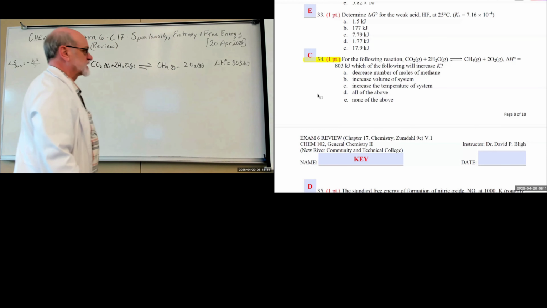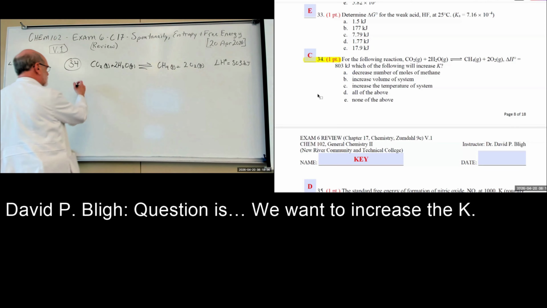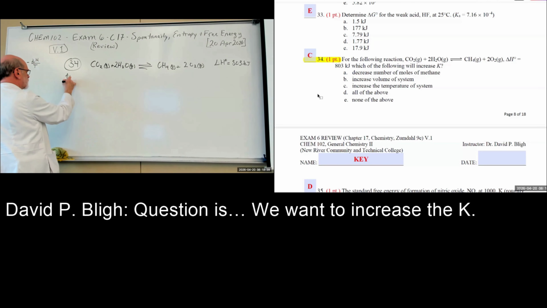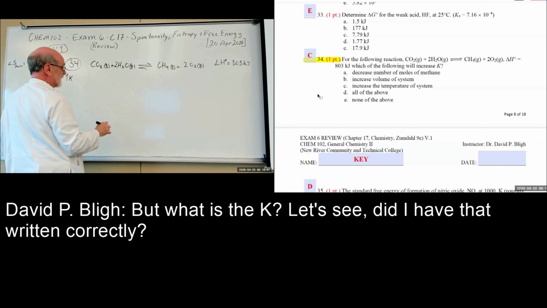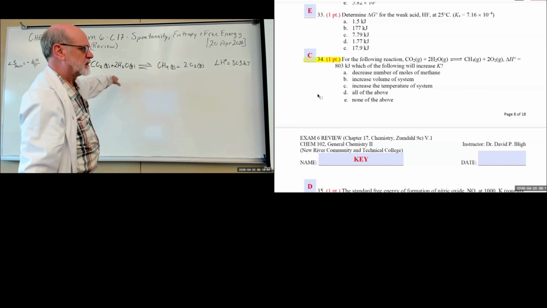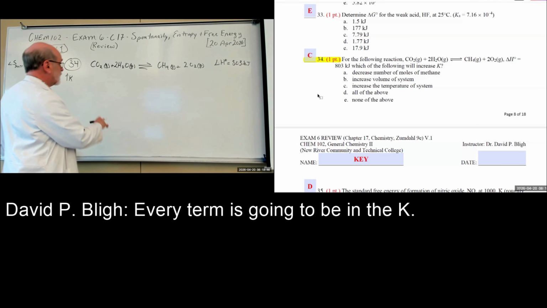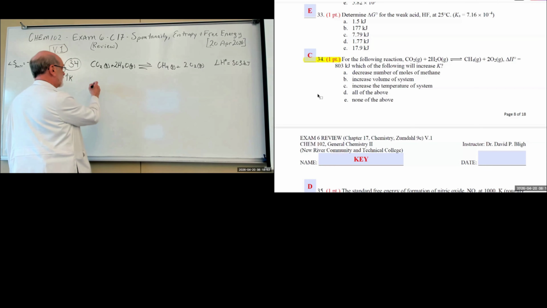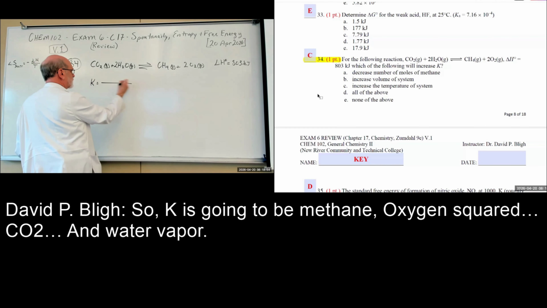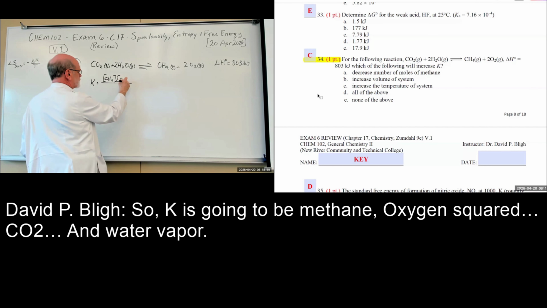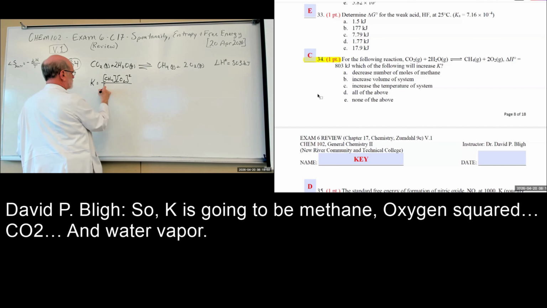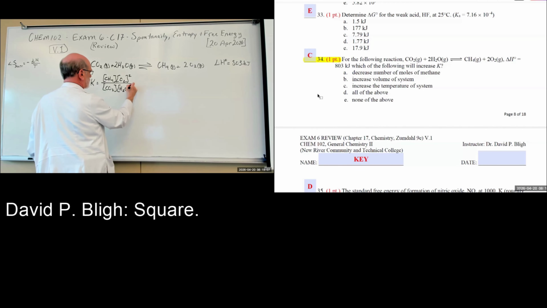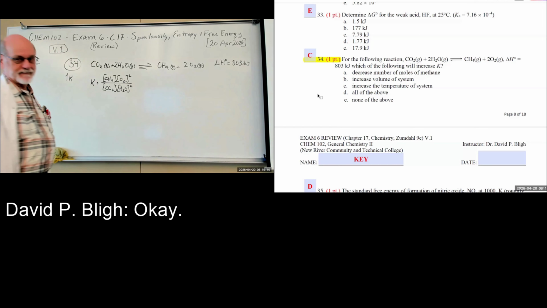Which is fine, will increase K. The question is, we want to increase the K. But what is the K? Let's see. Do I have that written correctly? Yep. Every term is going to be in the K because they're all gases. All right. So K is going to be methane, oxygen squared, CO2, and water vapor squared. Okay.